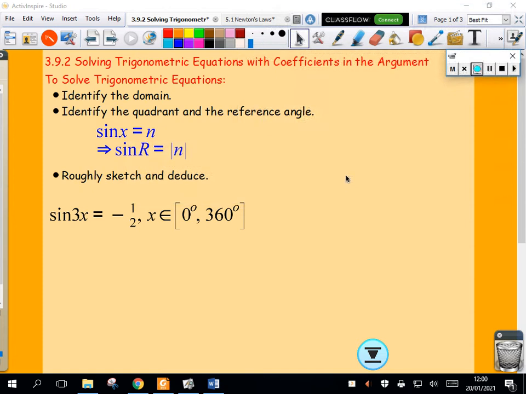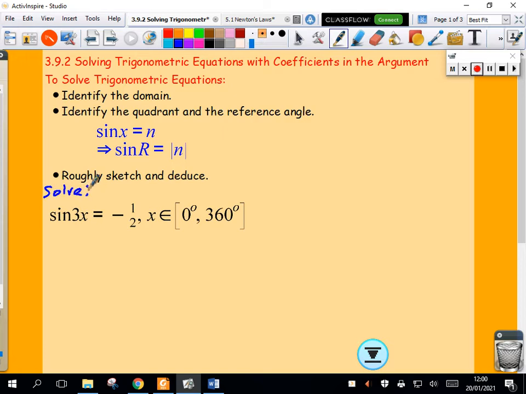Okay, in this class we're going to look at solving trigonometric equations with coefficients in the argument. Again, we're going to follow the same steps: identify the domain, identify the quadrant and the reference angle, and roughly sketch and deduce. Okay, so we're asked to solve something like this.